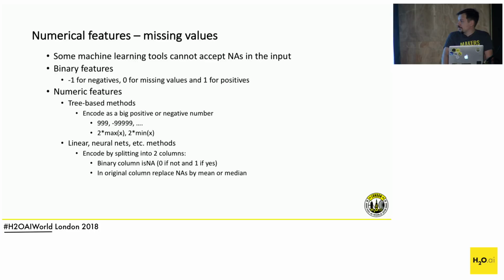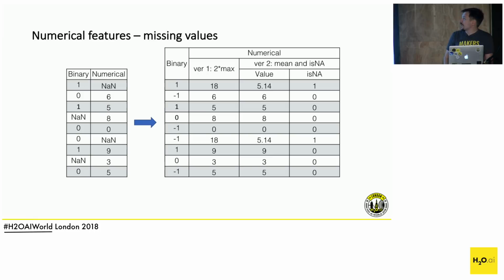For linear models and neural nets, you usually create two columns instead of one. For example, in this picture, if you have a look at version two, what you do is replace all missing values with a mean, and you create an additional column, which is basically a flag, 0 or 1, whether this value was missing or not. And you pass these two values into your machine learning algorithm.